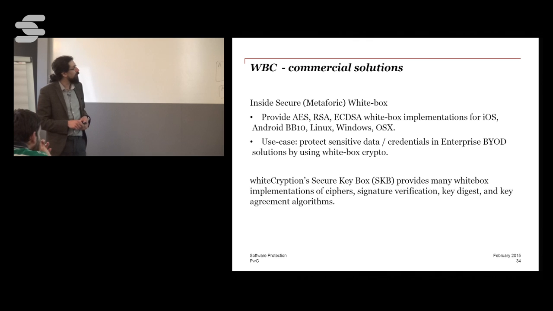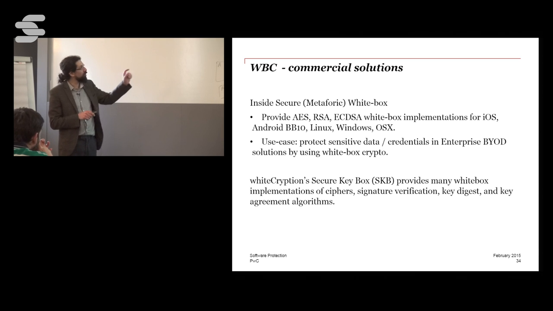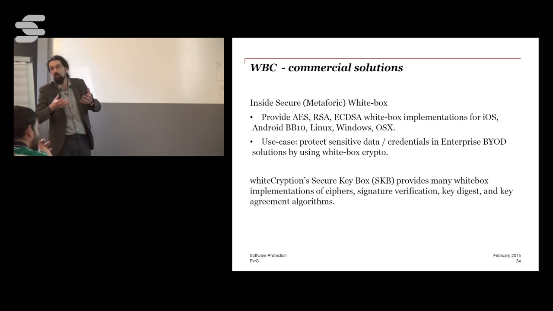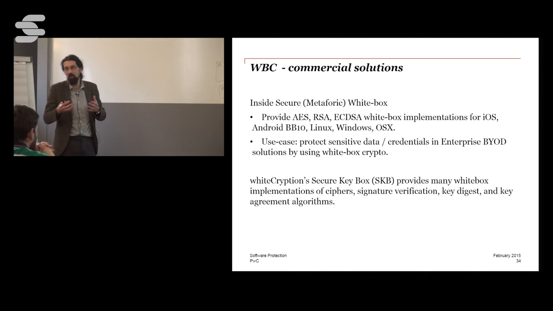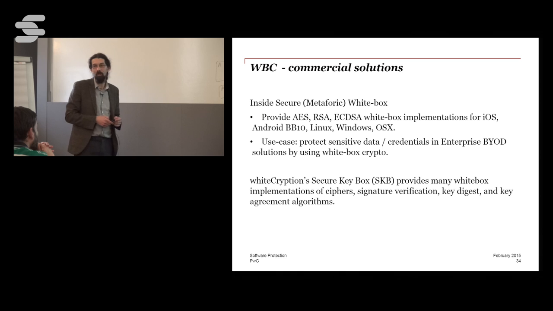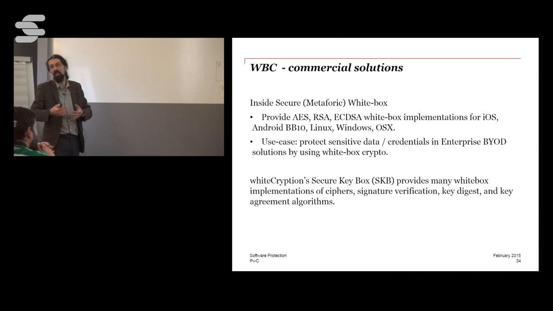Another interesting aspect that they have, and we'll come back to diversification later on, is that you can ask for multiple instances of this SKB, the secure key box, which is a library essentially for doing white box transformations. You can ask for, say, 10 of them that have the same key, but internally look completely different. They've been diversified with these different encodings. And so then you can ship these things to different places, and it gives you added robustness, I guess, as an extra layer. But that's one interesting example of where diversification is almost used for the sake of diversification.